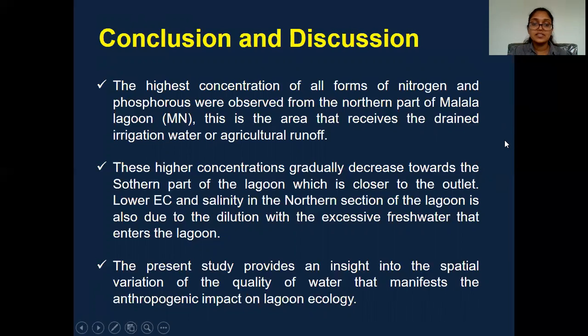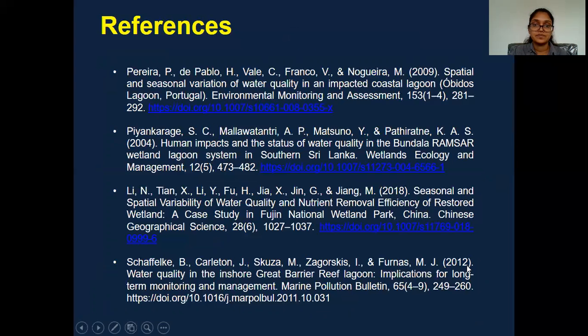And finally, the present study provides an insight into the spatial distribution of water quality parameters that manifest the anthropogenic impact on the lagoon ecology.